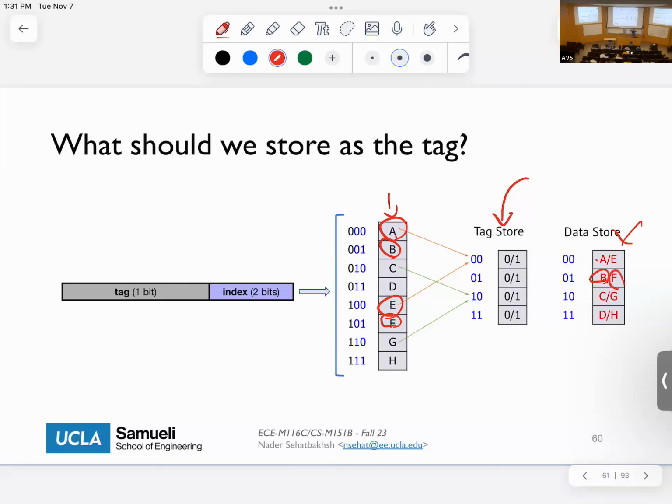So I have two kinds of storage units. I have the tag store to indicate what I have stored in the cache, and then I actually need the actual data as well. So two things need to be stored.